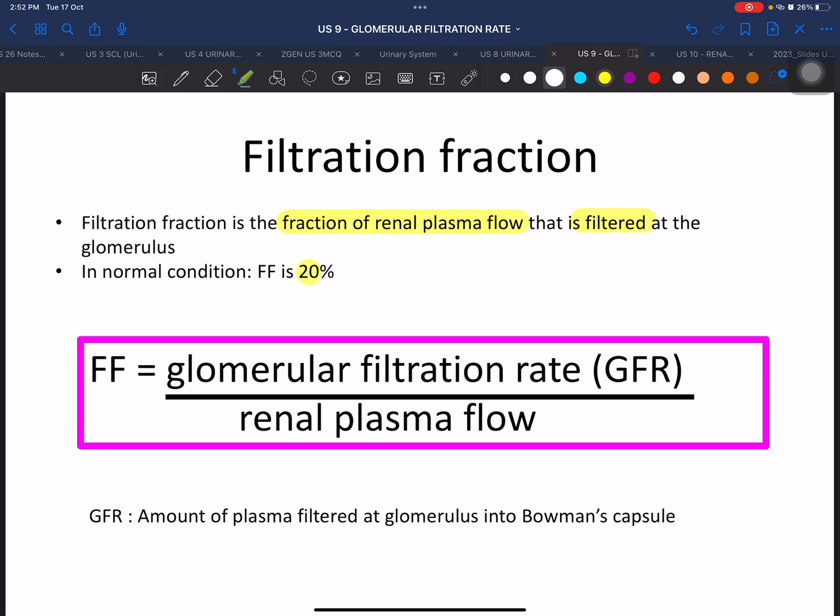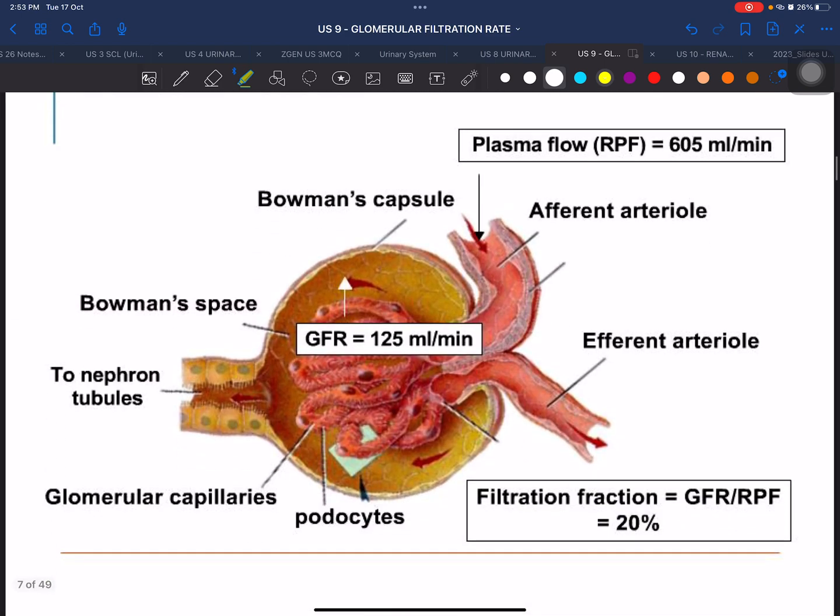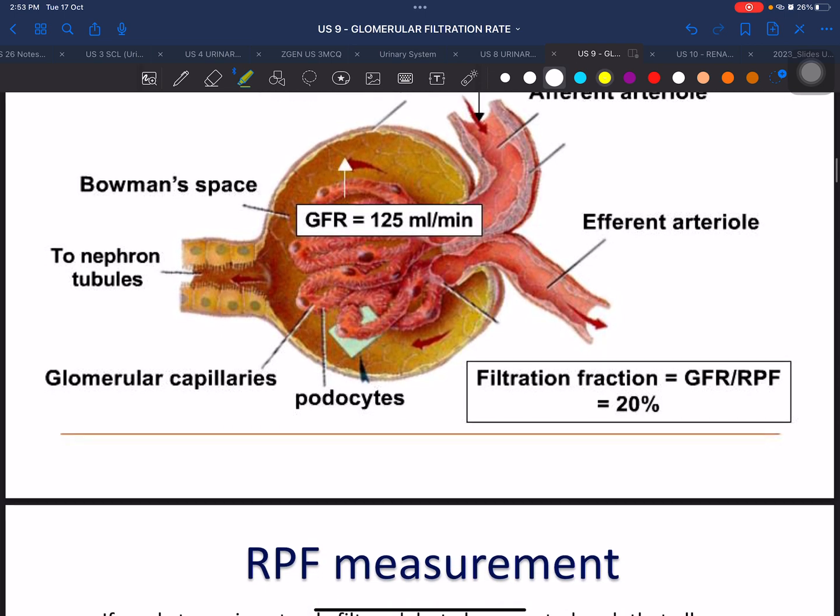So basically GFR is the amount of plasma filtered at the glomerulus into the Bowman's capsule. Just to show you in the illustration, the GFR in healthy adults is around 125 ml per minute, and the plasma flow RPF is 605 ml per minute. So the filtration fraction, when you divide GFR by RPF, you will get 20%.